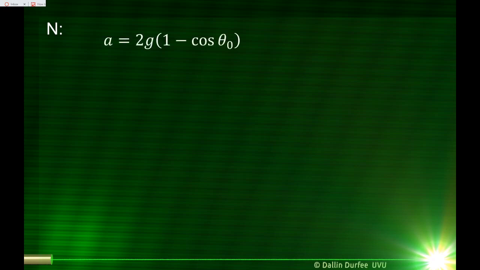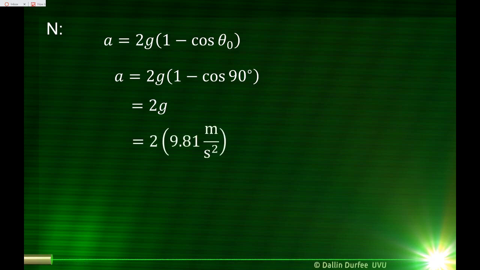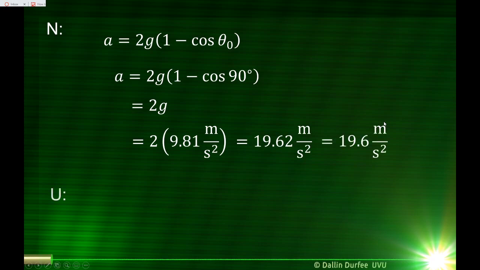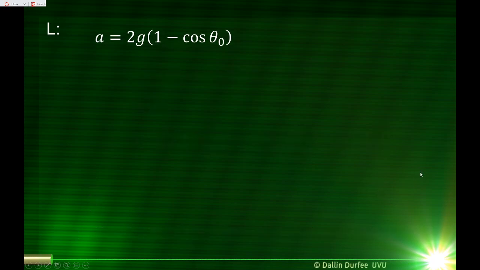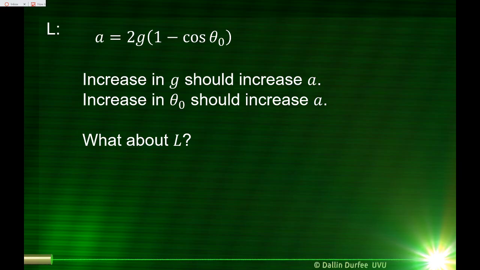All right, plugging in numbers. Again, we can plug in numbers. Let's say that theta naught is 90 degrees. That means the centripetal acceleration is 2g, just like we found before. The units work out just as they did before. Gauge and guesstimate, once again, that seems like a reasonable acceleration. And the limits work the same way they did when we looked at it before, playing with how we would expect things to change, our equation seems to be okay.